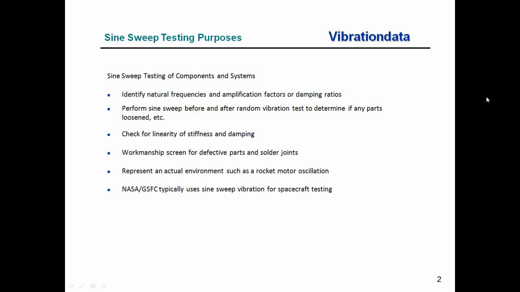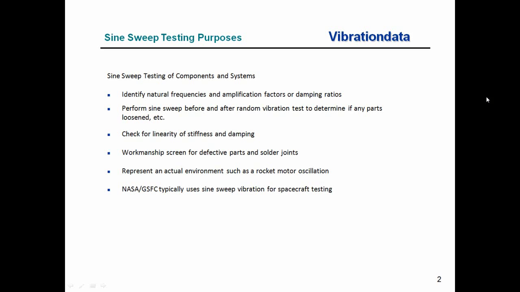Sometimes we use sine sweep, and this is more so from a historical perspective. Sine sweep is used as a workmanship screen to detect latent defects, such as defective parts and solder joints in an avionics box.